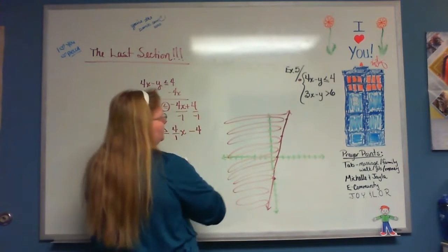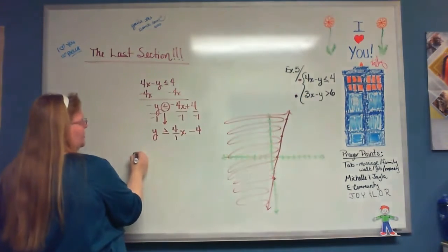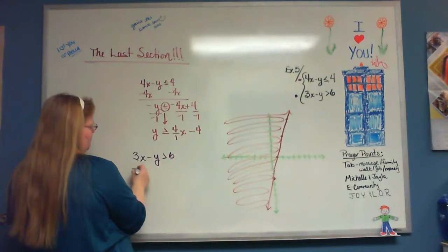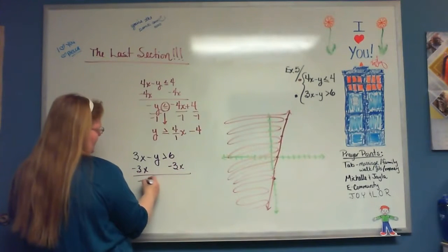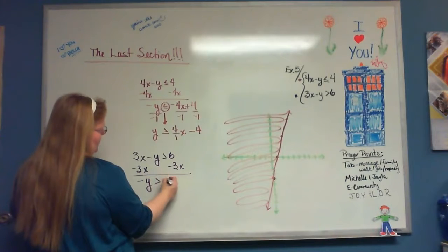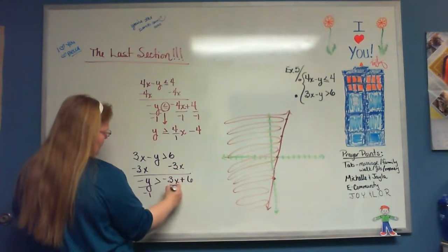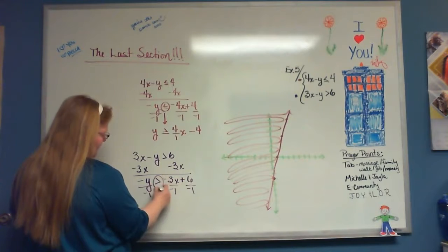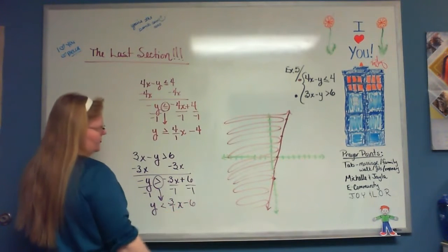The other one, I'm going to do in purple. So that started out as 3x minus y is greater than 6. Subtract 3x from both sides. Negative y is greater than negative 3x plus 6. Divide everything by negative 1. And don't forget, that's going to cause your sign to flip. You get a positive 3 over 1x minus 6.